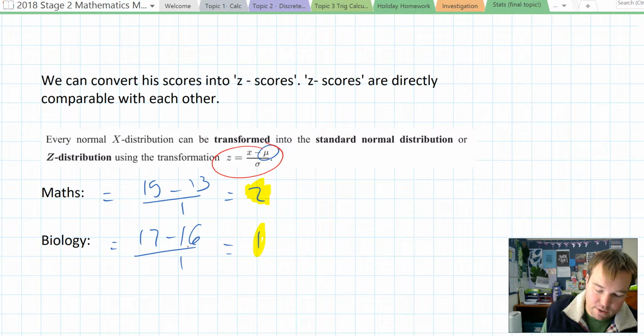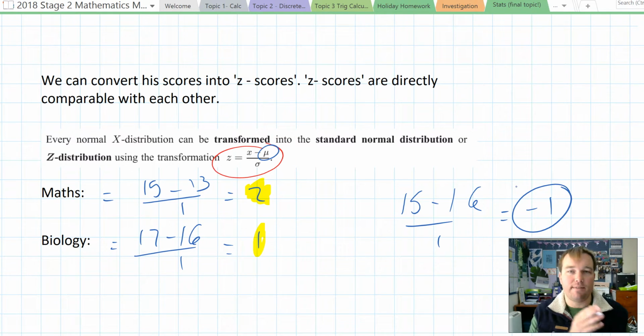Now note, if he had scored 15 in biology, his score would look like 15 take 16 on 1 equals -1, which means he would be 1 standard deviation below the mean. Z-scores can be both positive and negative, and all they do is give you an indication of how far away from the mean you are in your distribution.